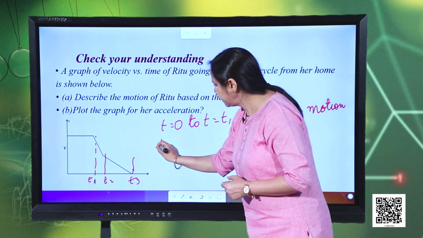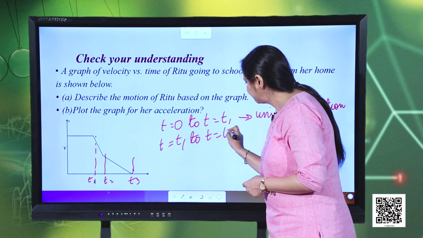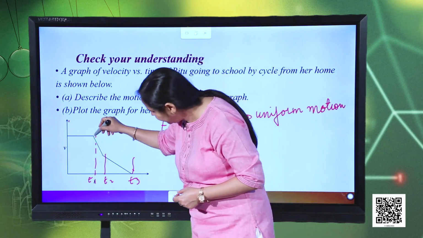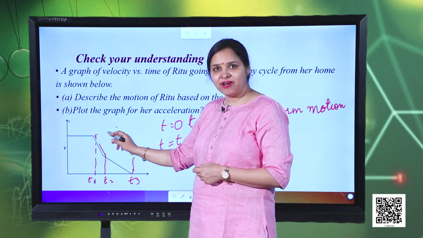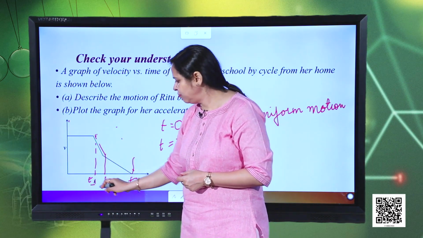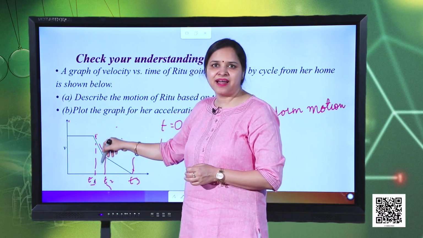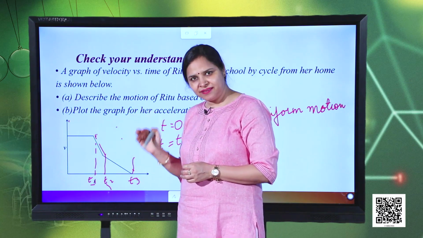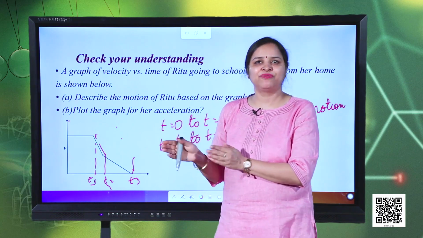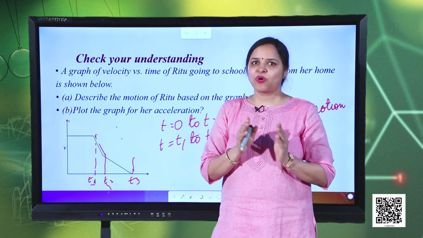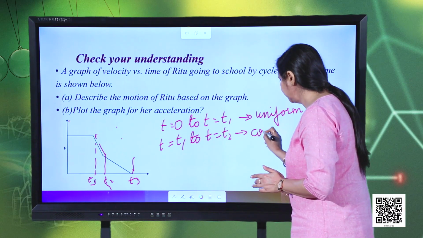Now, let us talk about another time duration, t equal to t1 to t equal to t2. Now, look at this. In this time duration, you can see that the velocity is decreasing in the time interval of t1 to t2. Also, since it is a straight line inclined to the time axis, we can say that this is the case of deceleration. The velocity is decreasing at a uniform rate. So, it represents constant deceleration.